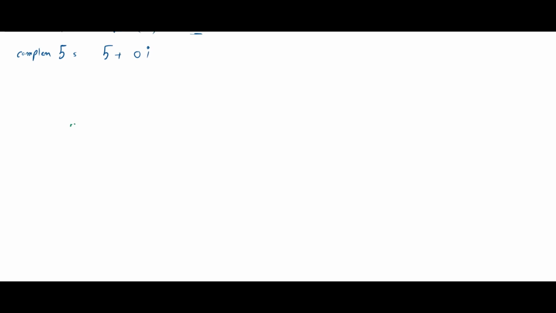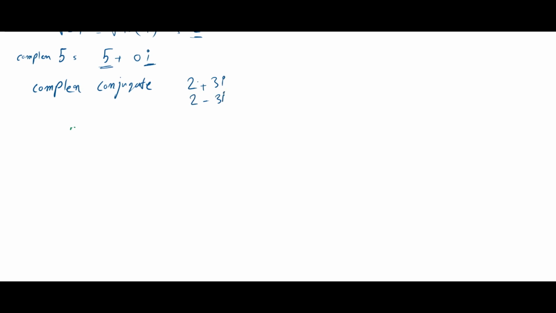This is called the complex conjugate. And it is used to nullify the imaginary part. Imaginary is the I part, and this is the real part. How do we do that? For instance, let's say my number was 2 plus 3I. The complex conjugate of it would be 2 minus 3I.